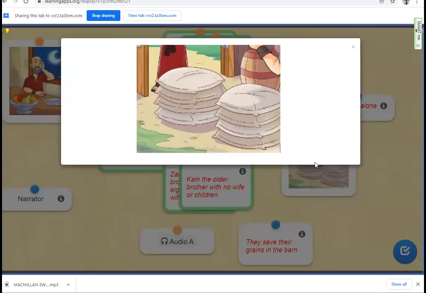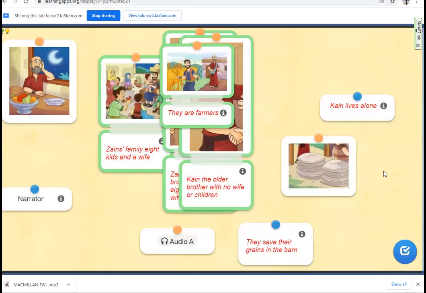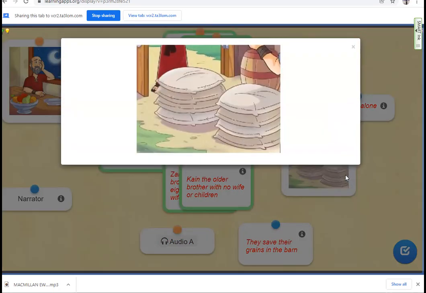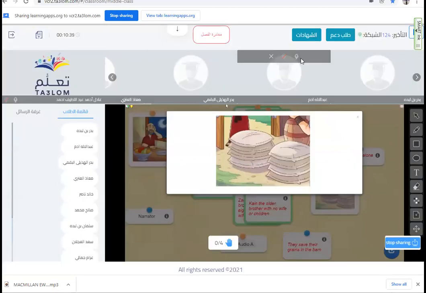Okay, Abdullah, how many sacks can you see here? 8 sacks of grain. Good. So where do they put the sacks of grain, do you think? What is this place called? It's called a barn. Okay, so Abdullah, this place is called a barn.